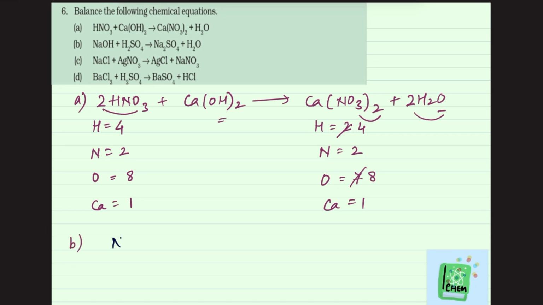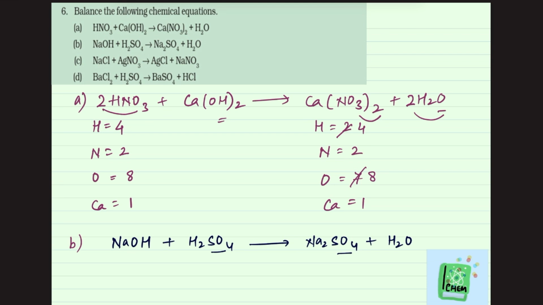B: NaOH plus H2SO4 forming Na2SO4 plus H2O. Now sulfate ion on both the sides is same. Number of sulfate ions on the reactant side is 1. Number of sulfate ions on the product side is also 1.